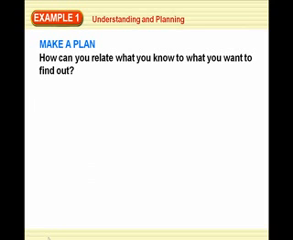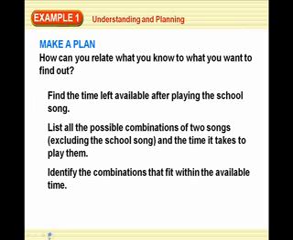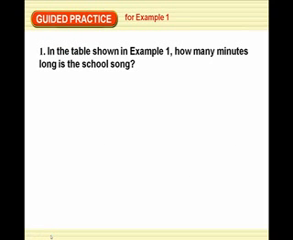How can you relate what you know to what you want to find out? And in this case, we got to figure out how much time is left after the school song. So it says list all the possible combinations of 2 songs, excluding the school song, and the time it takes to play them. Identify the combinations that fit. So let's go through how many minutes long is the school song. So we look at the table, and up there at the top, the school song is 3 minutes long. Okay, well that's easy enough.